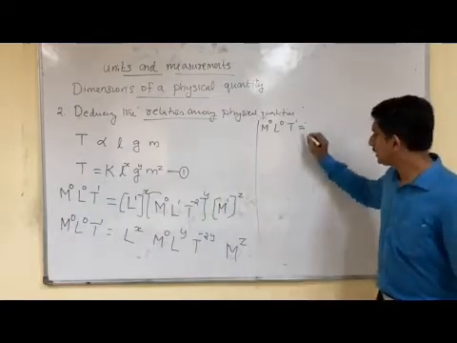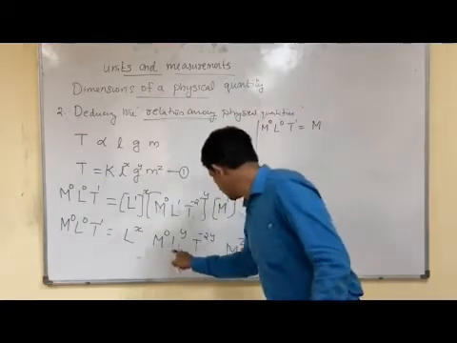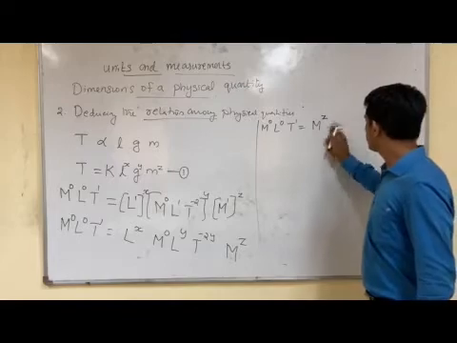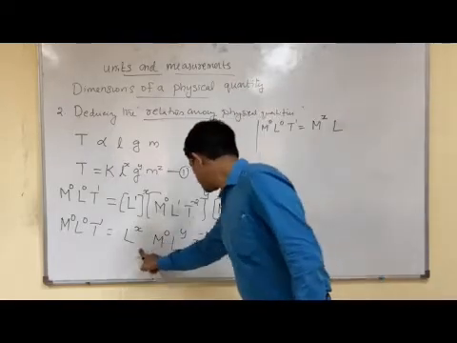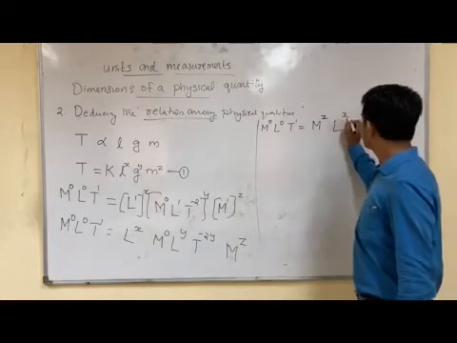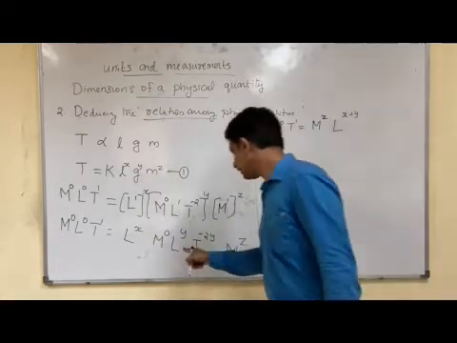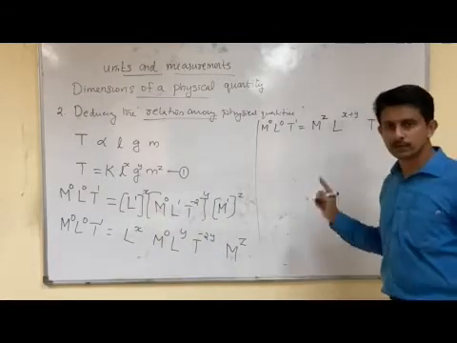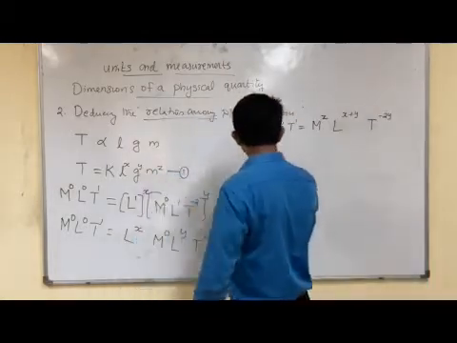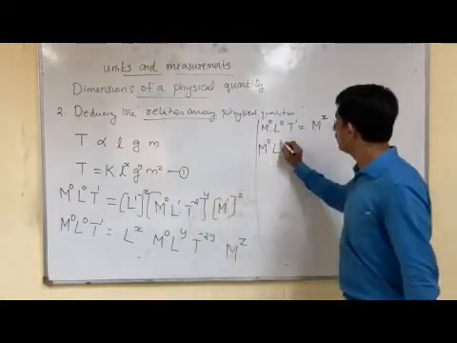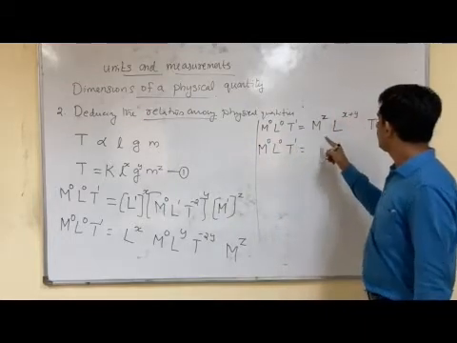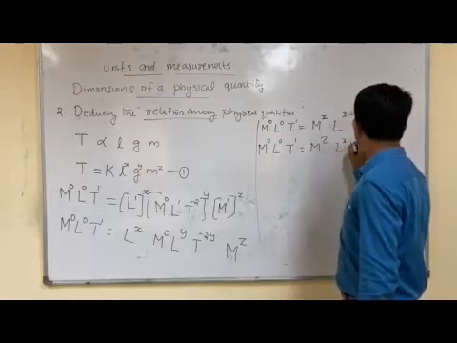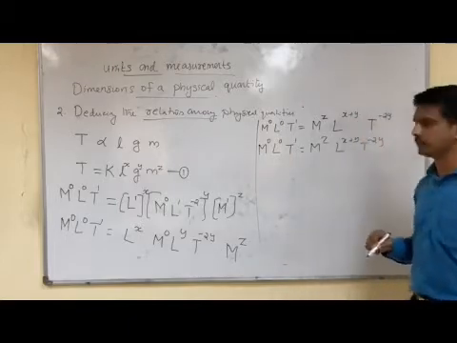See that M, if you are writing M as M raised to 0 plus z, M raised to z, we can see. L raised to, what is L raised to? L raised to x is there, L raised to y, that means L raised to x plus y, we can say. Then in the case of T, T raised to minus 2y we can represent. So this is the way we can rearrange all these, and our equation becomes M raised to 0, L raised to 0, T raised to 1 is equal to M raised to z, L raised to x plus y, and T raised to minus 2y. This way only our equation is done.